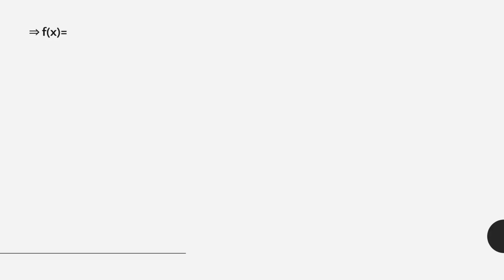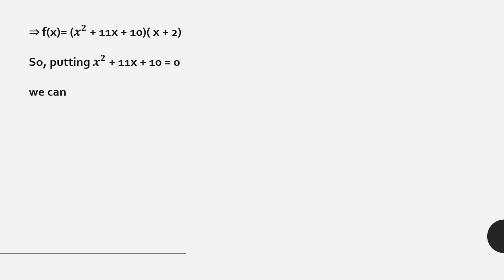So f of x, the dividend, is equal to divisor into quotient: x square plus 11x plus 10 is the quotient and the divisor is x plus 2. So we can say that putting x square plus 11x plus 10 equal to 0, we can find the remaining factors. Factorizing x square plus 11x plus 10, we will get x plus 10 into x plus 1 equals 0, which results in x equals minus 10 or x equals minus 1.